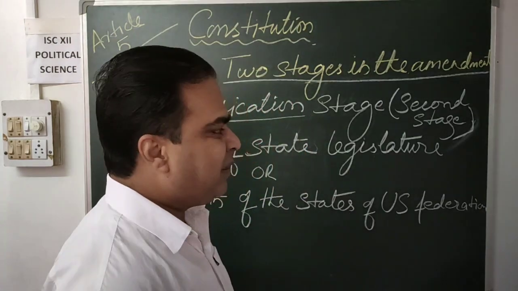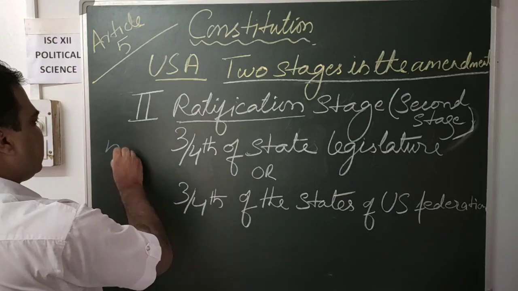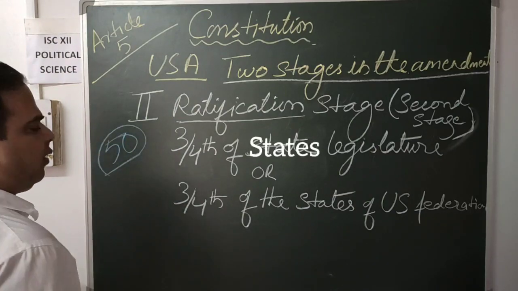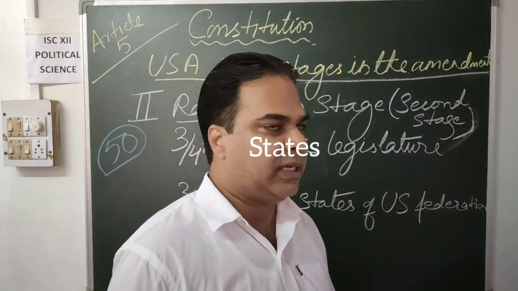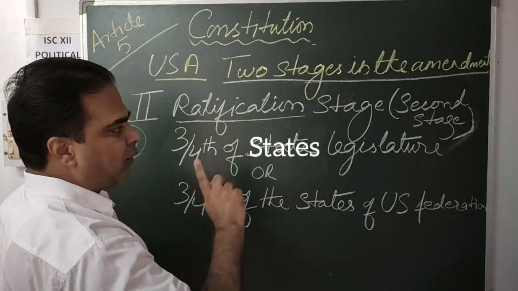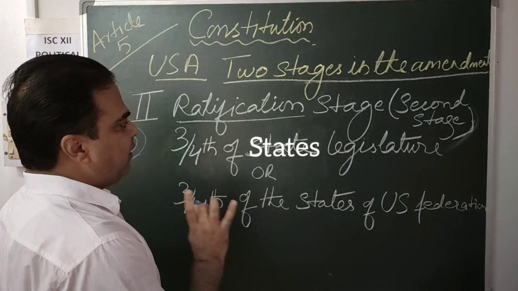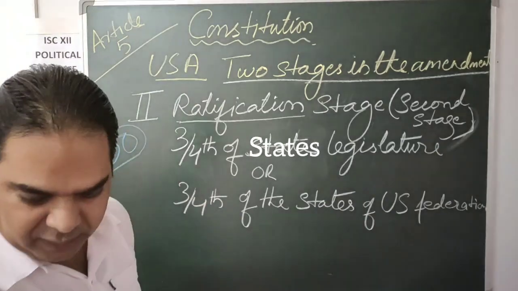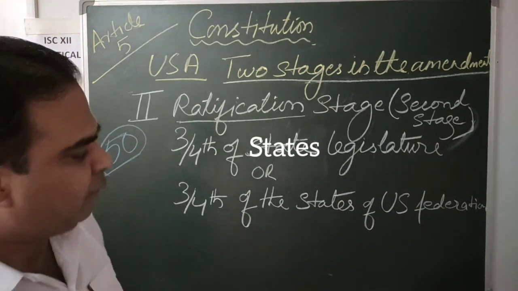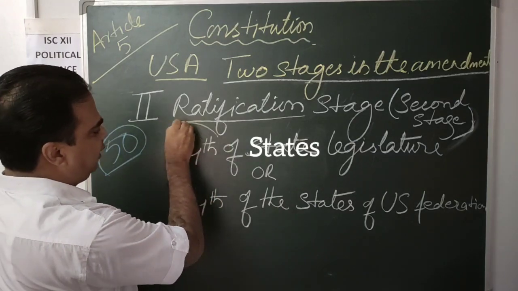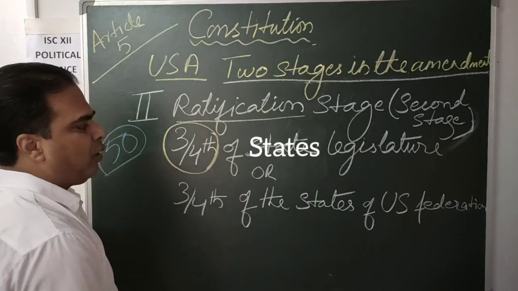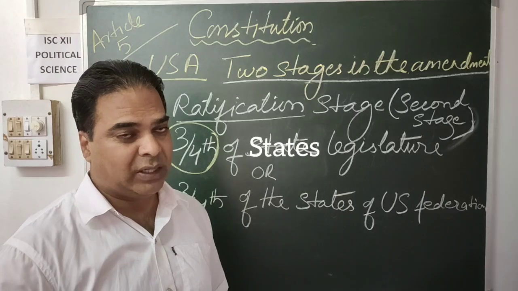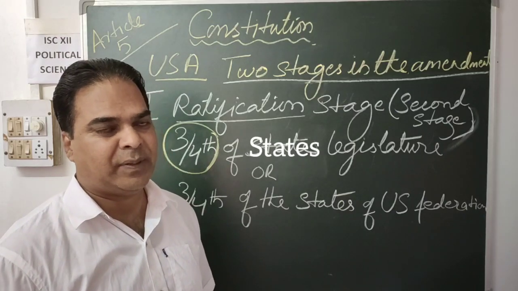So 50 states are there. Once again, how many states are there in USA? 50. Now listen to me properly. Ratification needs to be done by 3/4. It needs to be done by 3/4 of the states. So once again, what will be the number? 3/4 of the 50 states.